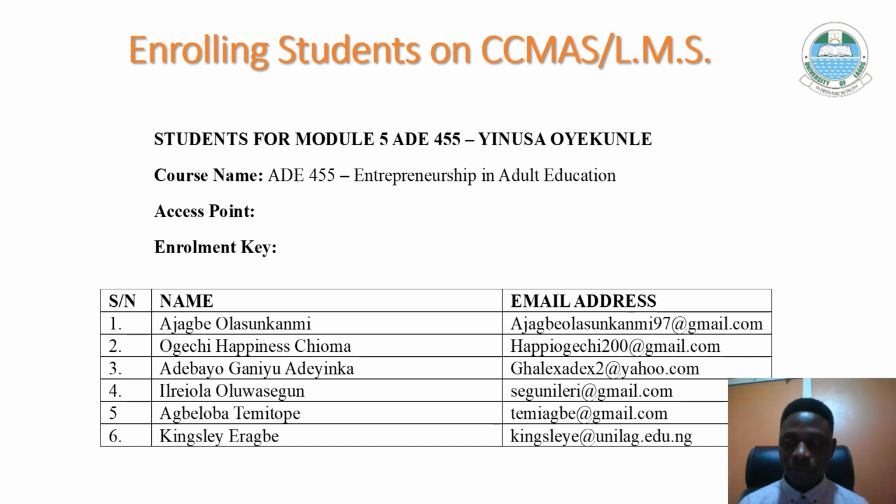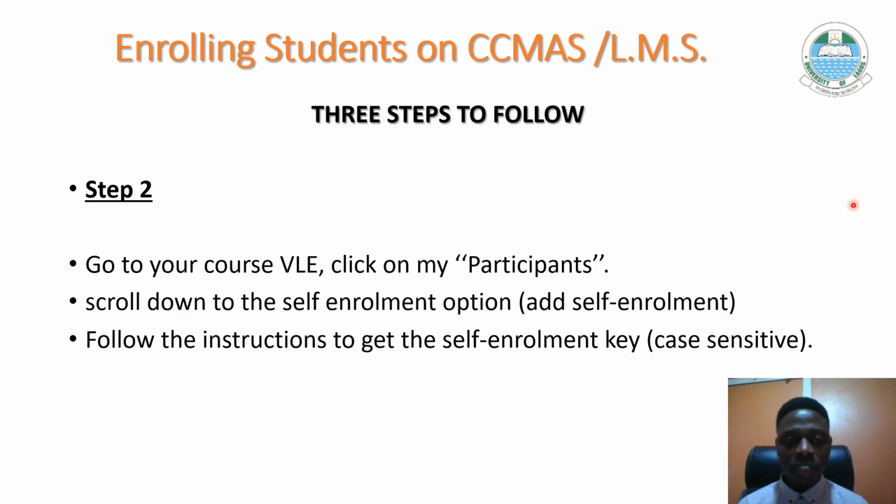Then you proceed. Now to proceed, step 2, you go to your course virtual learning space and click on participant as I showed you earlier on. Once you click on participant, you have another interface. In that interface, you scroll down to self-enrollment option and click on self-enrollment. Then you follow the instructions to get the self-enrollment key.